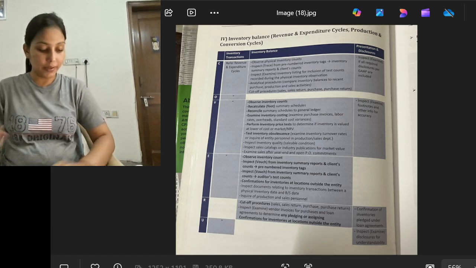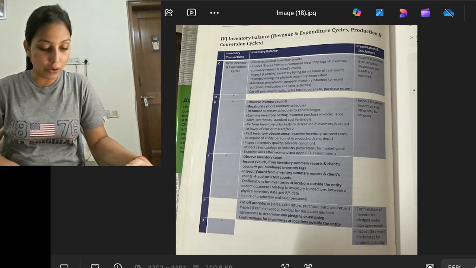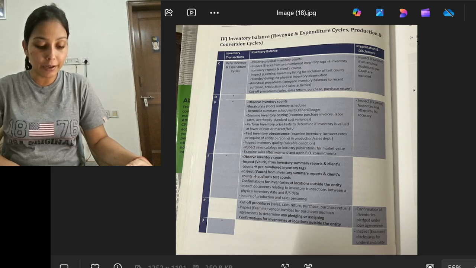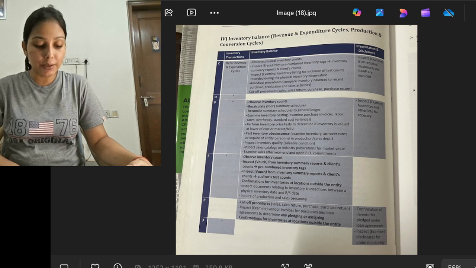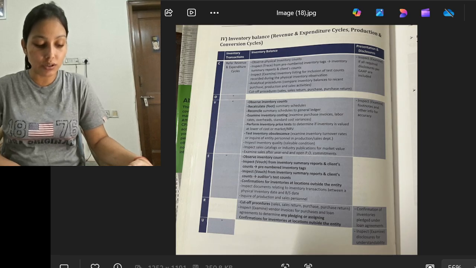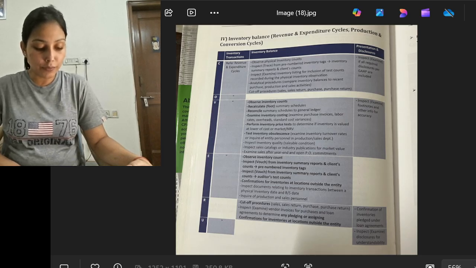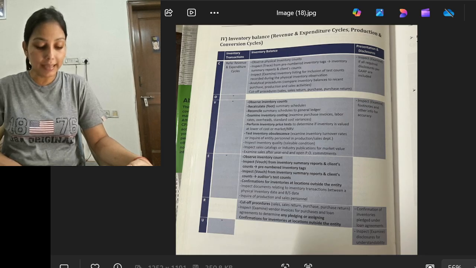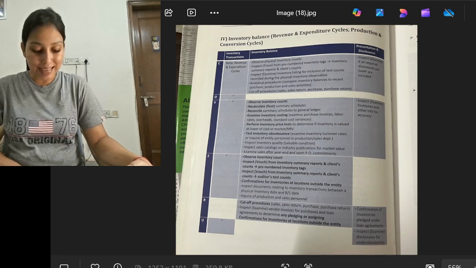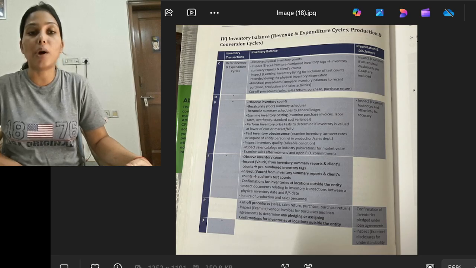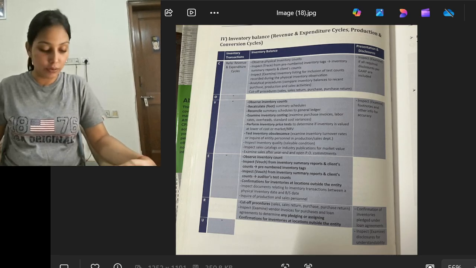Now the year-end balance for inventory. Observation of the physical inventory counts is done. Inspection of the pre-numbered inventory tags, inventory summary reports and client counts is performed. Inspection of the inventory listing is done for inclusion of the test counts recorded during the physical inventory observations. Analytical procedures are done. Cut-off procedure is performed. Also, recalculation of the summary schedules, reconciliation of the summary schedules to the general ledgers, examining the inventory costing, performing the inventory price test, and testing the inventory obsolescence. So these are part of the audit procedures for inventory.